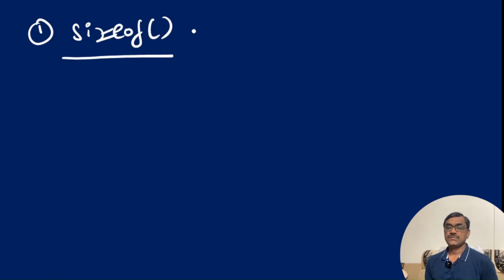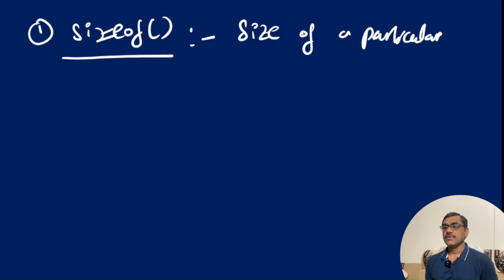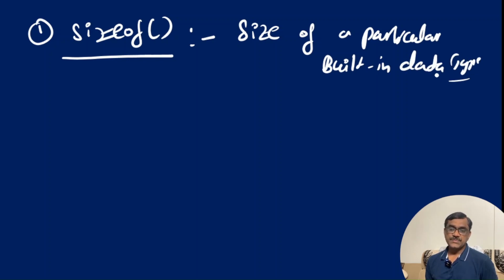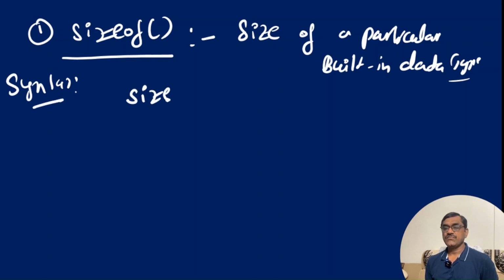What is sizeof? See here, the operator sizeof is used to find the size of a particular data type. Why are we using this? To find the size of a particular built-in data type. Mainly we are taking built-in data types, which are also nothing but primary data types or basic data types. So what is the syntax of this? The syntax is simply you write sizeof, don't give any space, and in brackets mention the data type.